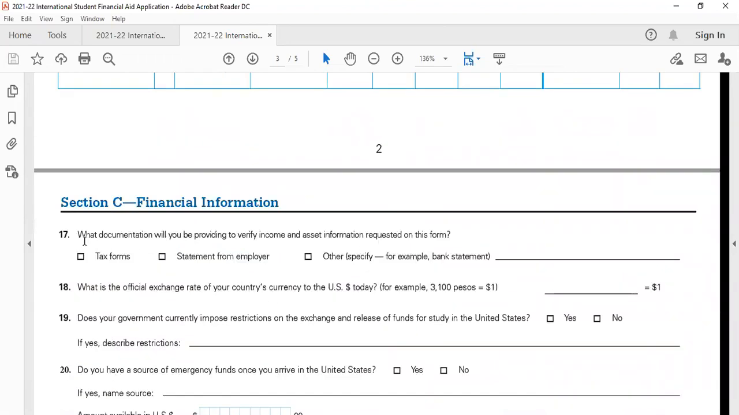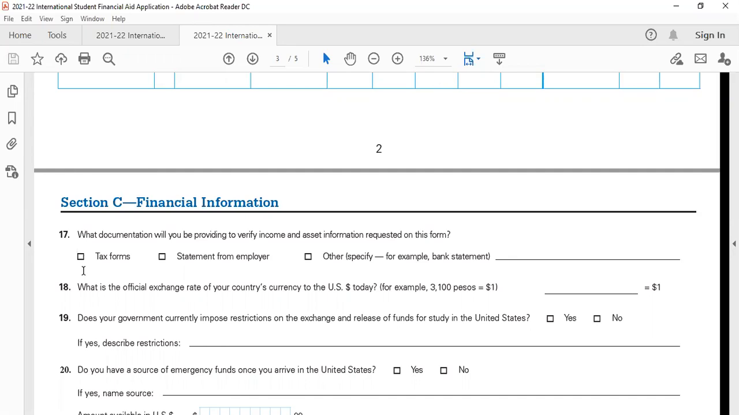Question number 16, question number 17 is where you mention what proof of income you will provide. So you can mention any tax forms, any statement from your employer, your parents' employers, or any other bank statements that you will provide along with this document as a proof of income for your parents, right?